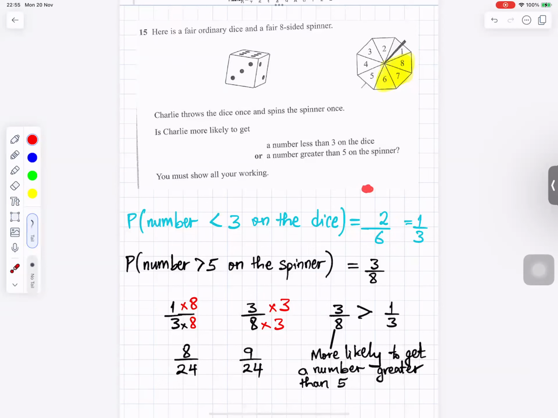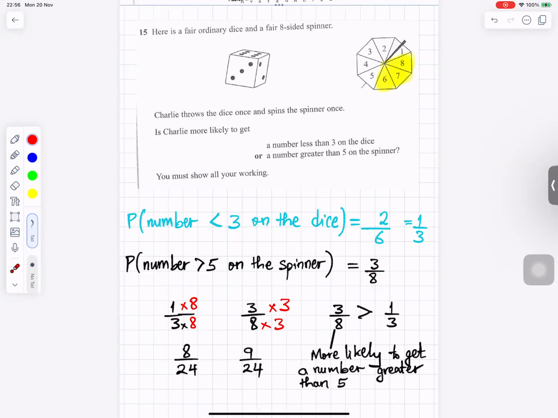So 1 and then 2. Those are the 2 things that are less than 3. So there's just 1 over 3. Probability of a number greater than 5 on the spinner. How many numbers are greater than 5? 1, 2, 3. There's 3 numbers greater than 5 out of 8 numbers.